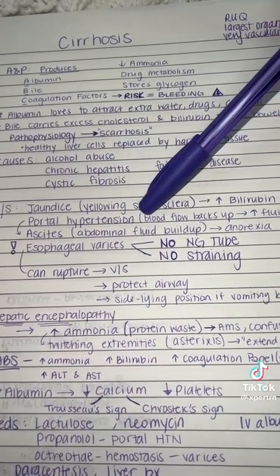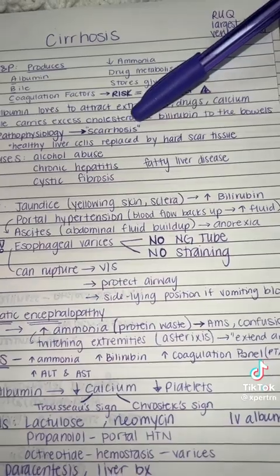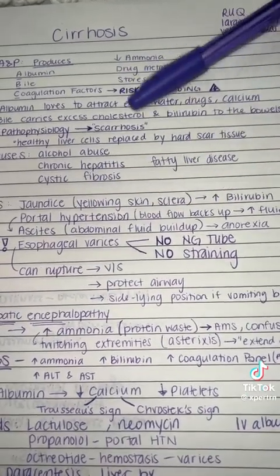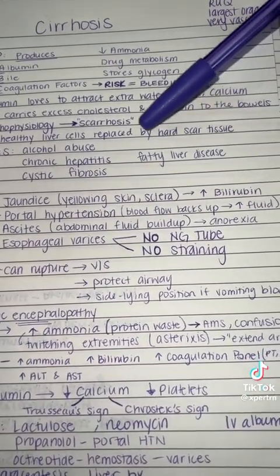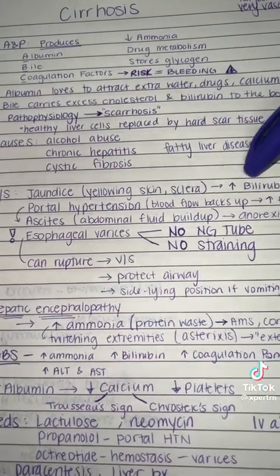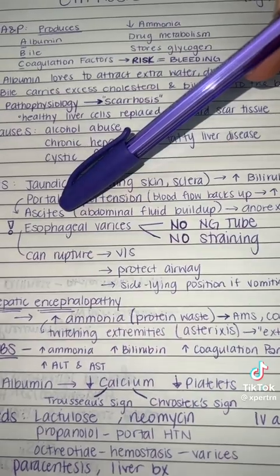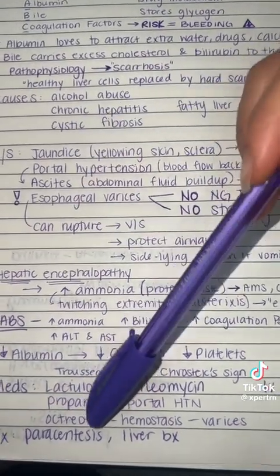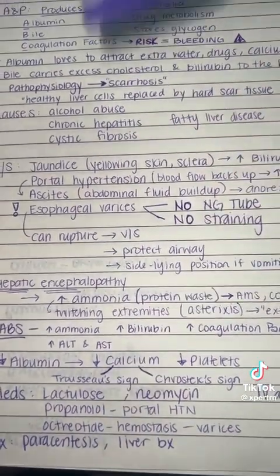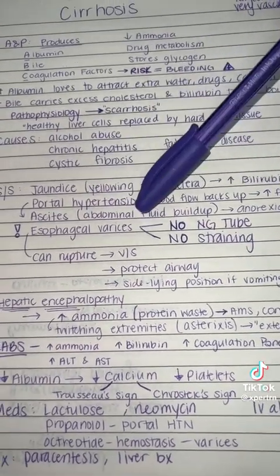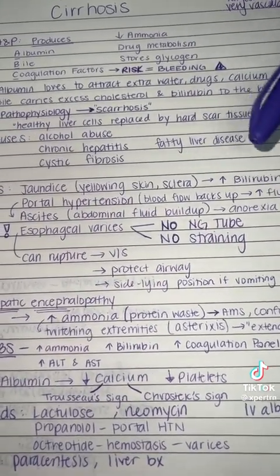We may have portal hypertension, so blood starts flowing back up since our portal vein is actually bringing blood to our liver. So we're going to have a lot of excess fluid. This excess fluid is normally going to back up into our abdomen, and this is called ascites. If your patient has ascites, they may need a paracentesis to pull off that extra fluid. If they do have it, they're going to be anorexic. They're not going to want to eat much.